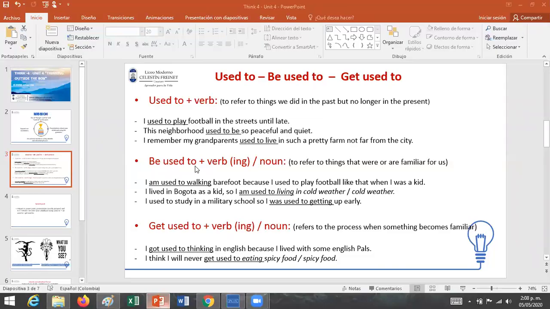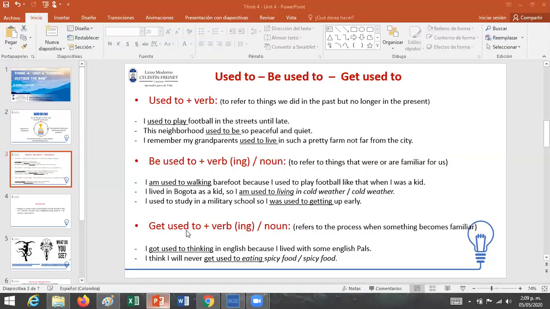Remember, be used to, el verbo to be, y el used to, estar acostumbrado a algo. El get used to más un verbo en ing es acostumbrarse. ¿Listo? Si ustedes recuerdan eso, no se pierden. Entonces, solía hacer algo, estar acostumbrado a algo, acostumbrarse a algo.